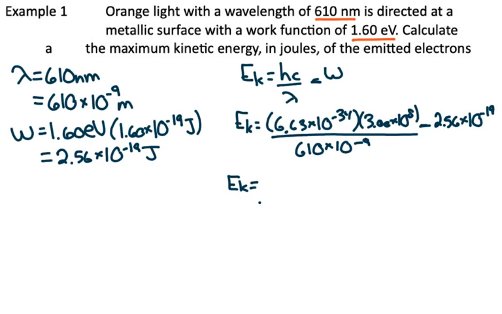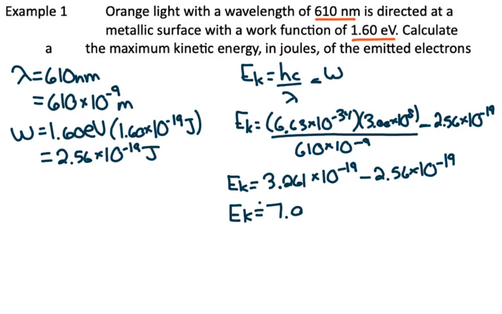Working this out, this fraction on the left we can deal with in one step. We get 3.261 times 10 to the minus 19. Still subtract the work function of 2.56 times 10 to the minus 19. Subtracting that and going to 2 sig figs because the wavelength was given in 2 sig figs, 7.0 times 10 to the minus 20. And this is the kinetic energy of the photon, sorry, of the electron, so kinetic energy is measured in joules.